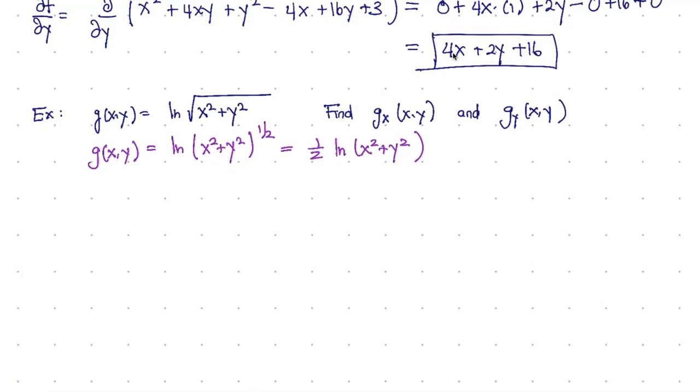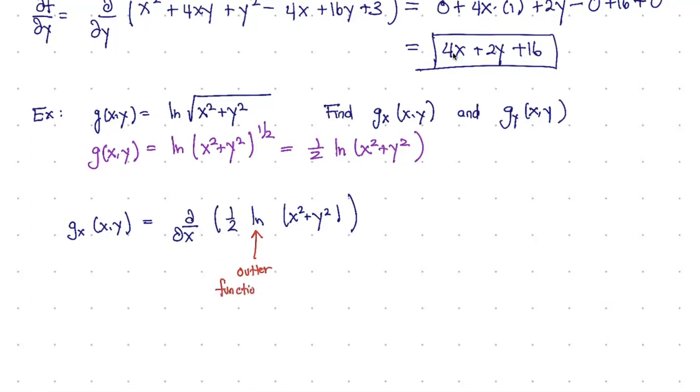So that when we go to find gx, remember what this means. We're going to hold y to be constant and vary x. Now, we're going to have to apply the chain rule first, which means that we're going to have to take the derivative of the outer function, which is the natural logarithm, and then of the inner function. So remember your chain rule. This is your outer function. This right here is your inner function.